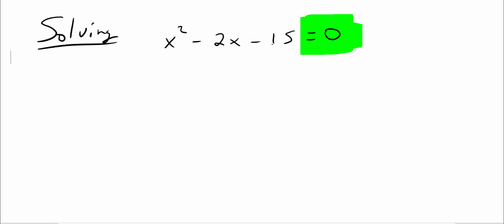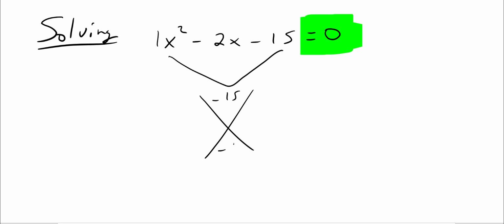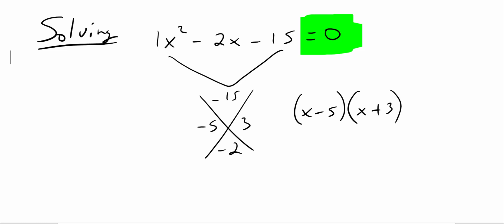I'm going to factor this just like we did back in the day, using our nice little x method. So it's going to be a 1 and a negative 15, and this is negative 2. We're going to do negative 5 and 3. That should give us our numbers. The nice thing about this one is the leading coefficient of 1, so all you have to do is x minus 5 and x plus 3. Now, remember, it's equal to 0, so write equals 0.